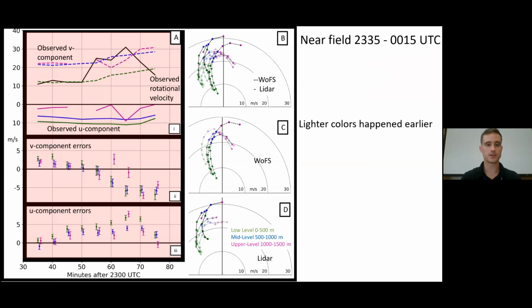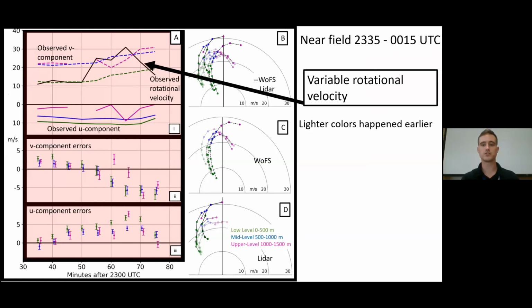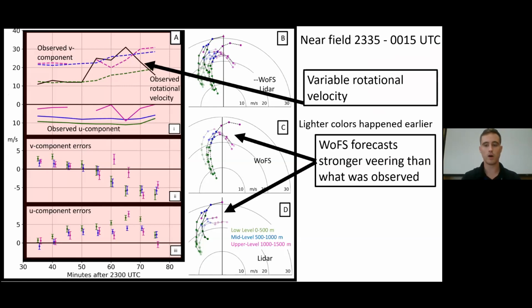So first thing to point out again, the rotational velocity is variable. It increases and then decreases. So this is a period of changing rotational velocity. And the WoFS forecasts veer the wind stronger than what was observed. But I do want to point out that the rough character of WoFS and the Lidar do resemble each other. It just seems like those WoFS profiles are shifted, or veered a bit more than the observation.